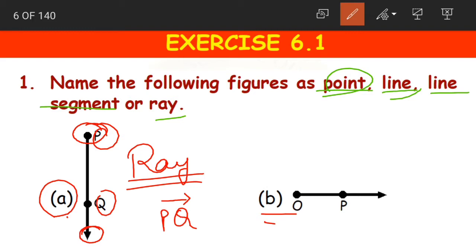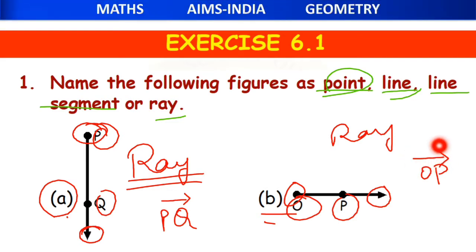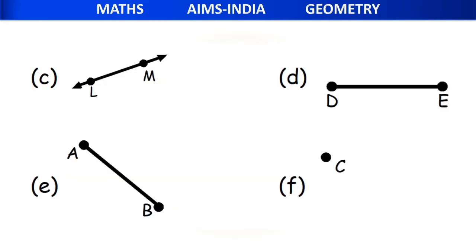Yes. Coming to question B. Again, it is having an endpoint on one side and it can extend indefinitely on the other side. So again, B is also a ray. And what is the name? The name of the ray is OP, and as it is a ray, we have to place this arrow mark above. Don't forget to draw this, children.